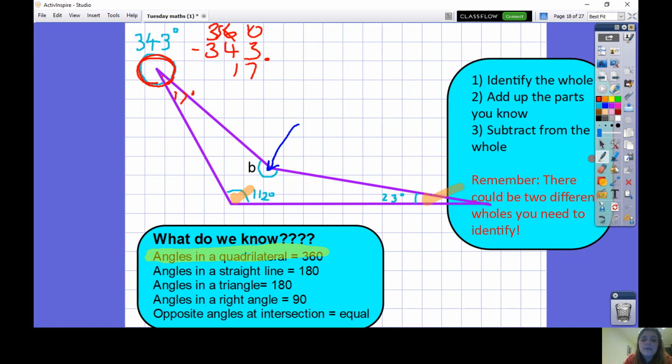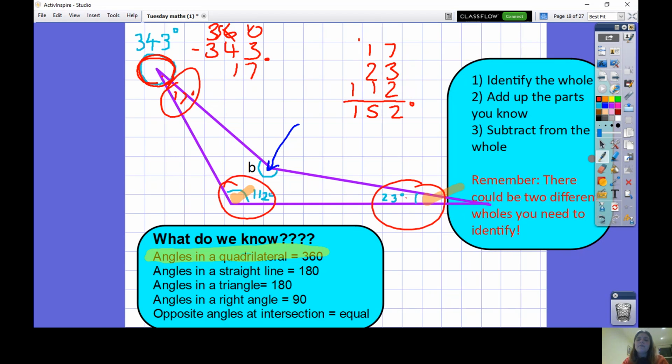I'm going to add up all 3 of these interior angles. So that's 17, add 23, add 112. 1 add 1 is 2, add 2 is 4, add 1 is 5, 152 degrees. Okay, my final step though, that's the total of all of these interior angles. To find B, I need to do a subtraction. 360 degrees in a quadrilateral, take away the other 3 angles, which is 152 degrees, and you'll be left with that missing angle there. So that's 10 take away 2 is 8, 5 take away 5 is 0, and 3 take away 1 is 2.